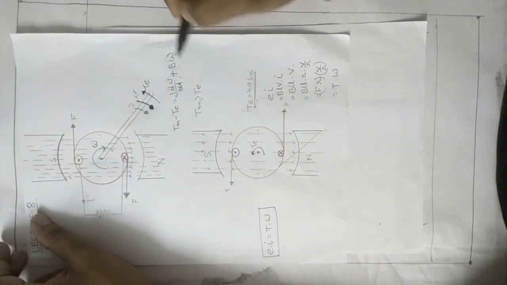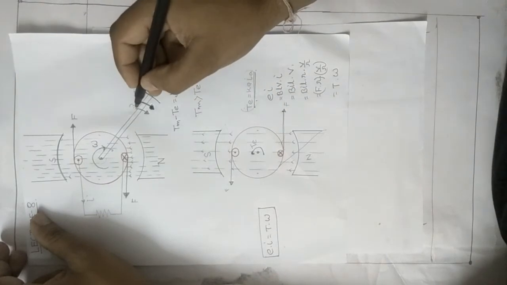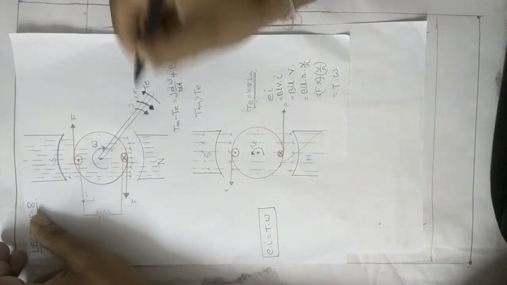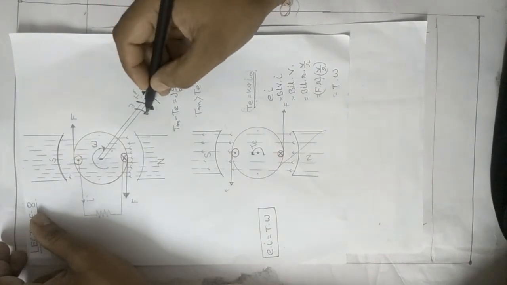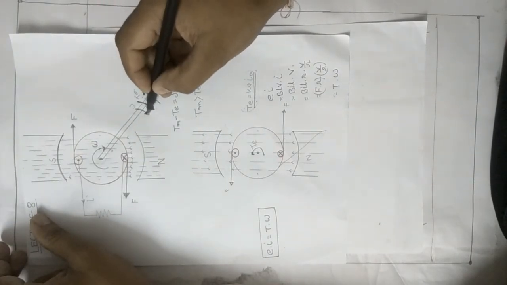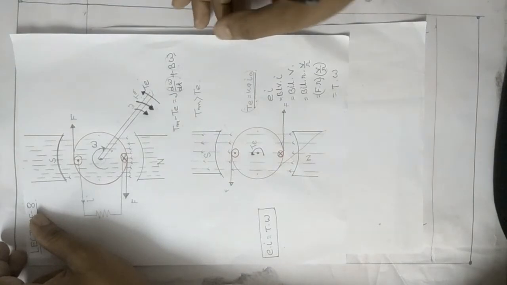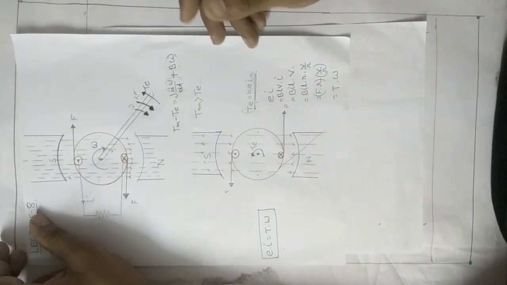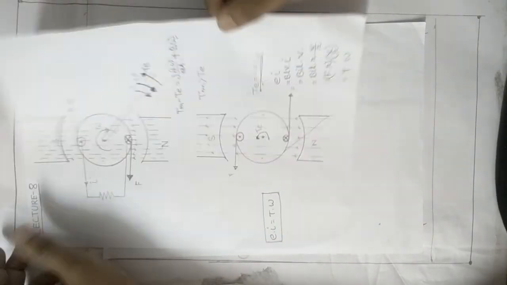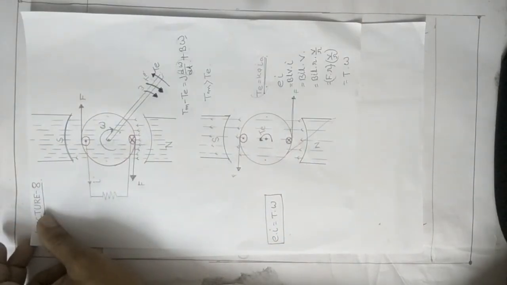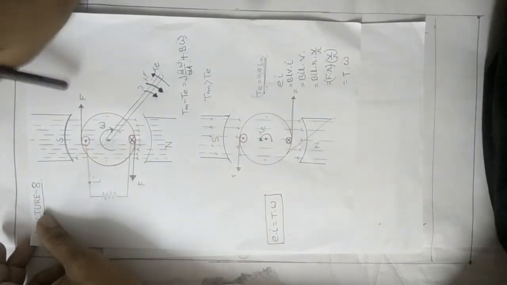This is frictional force. So the machine will rotate in the direction of Tm. Since Tm is greater than Te, machine will rotate in the direction of Tm. So this is about an elementary generator. Now let's look into a similar concept for a motor.